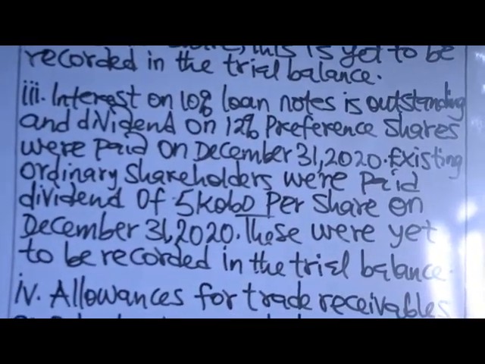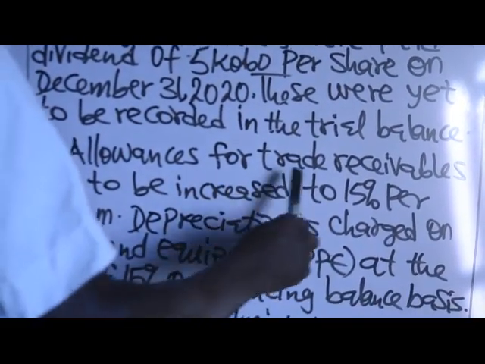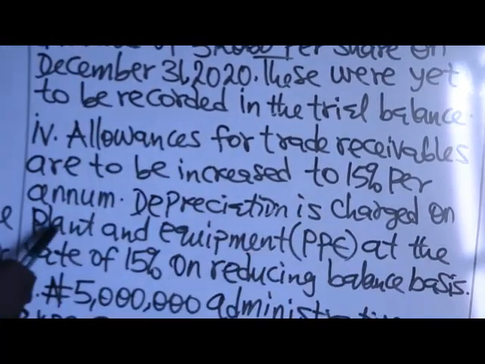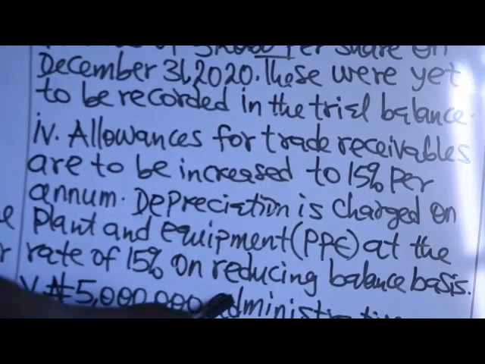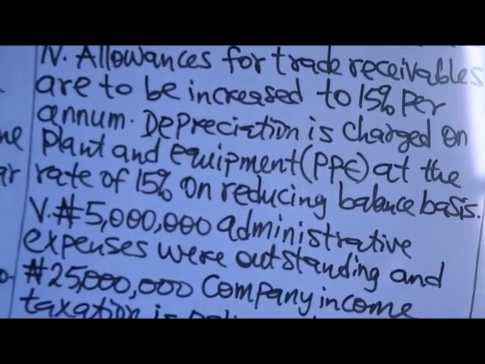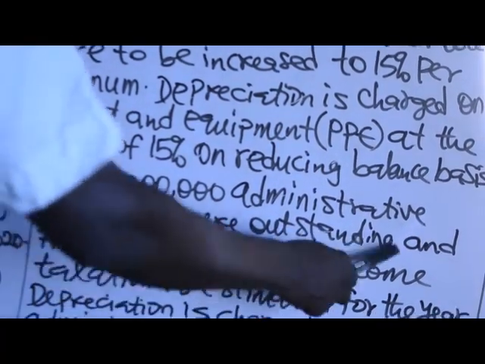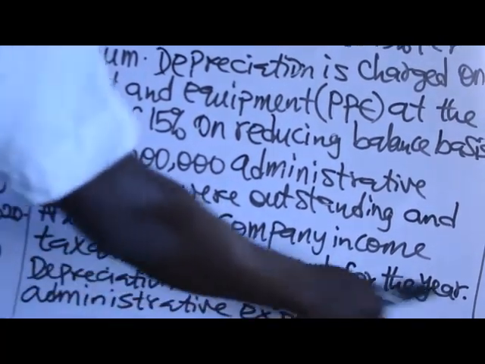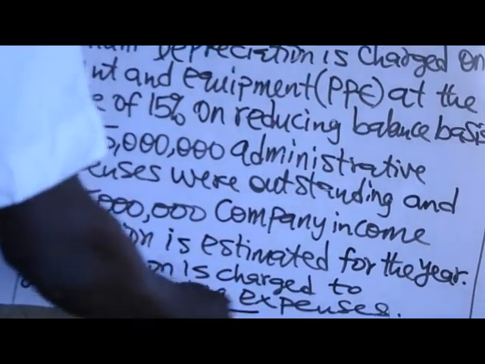Note 4. Allowances for trade receivables are to be increased to 15% per annum. Depreciation is charged on plant and equipment, that is PPE, at the rate of 15% on reducing balance basis. Note 5. 5 million naira administrative expenses were outstanding, and 25 million naira company income taxation is estimated for the year. Depreciation is charged to administrative expenses.